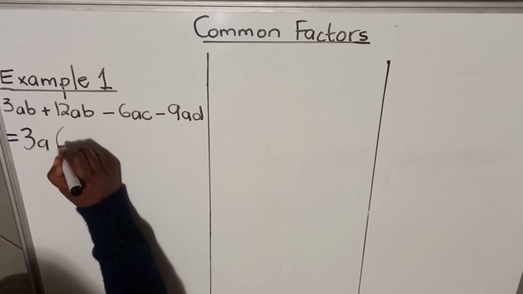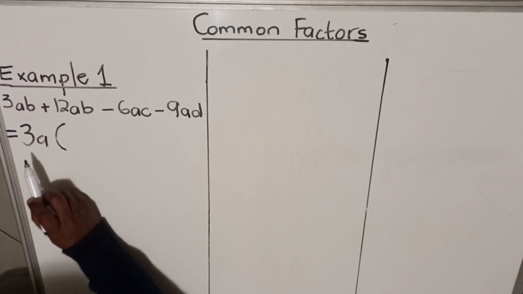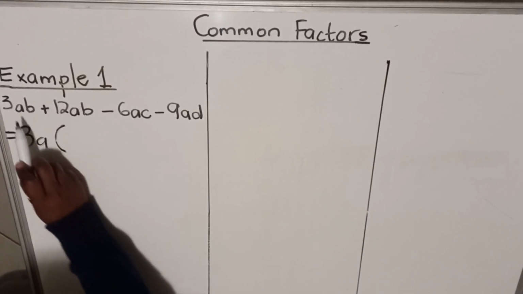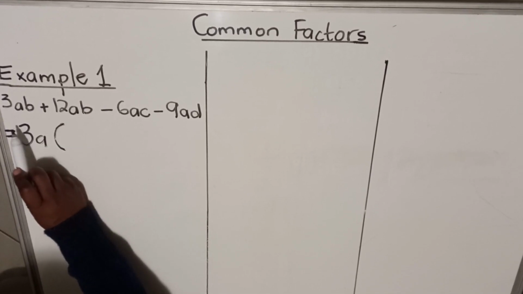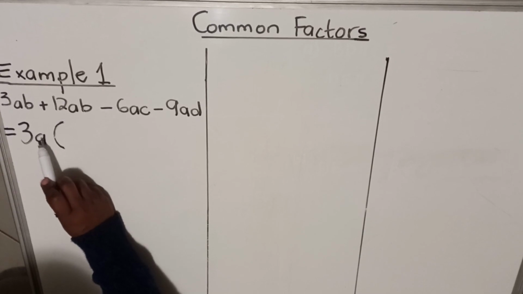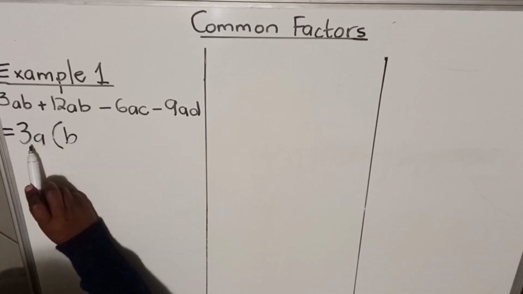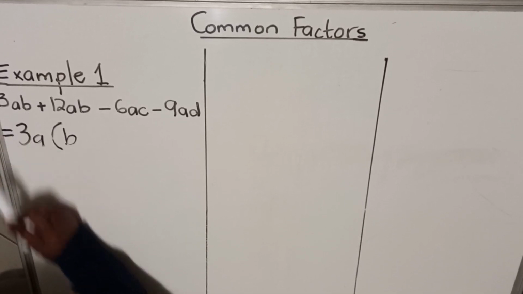Then I open a bracket. The bracket means multiply. So what am I going to multiply? It means that if I have a 3A and I multiply something here, I must end up with 3AB. So 3 divided by 3 will give me 1. A divided by A will give me 1. So I'll be left with B. 3A times B will give me 3AB.